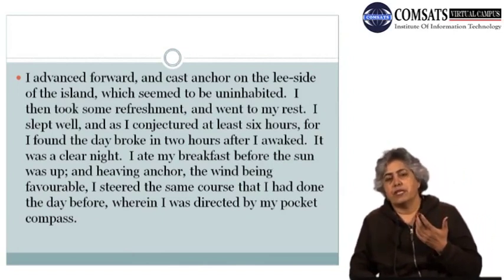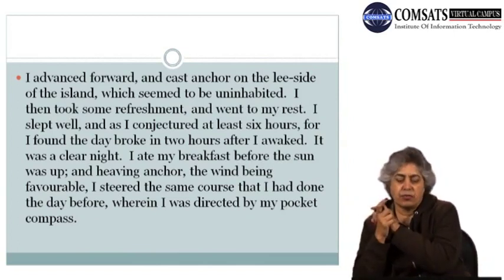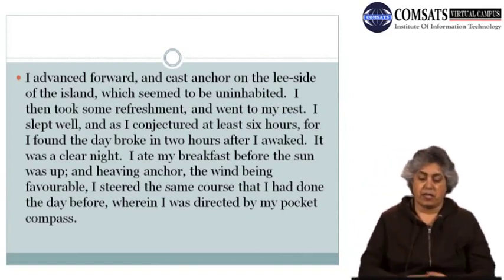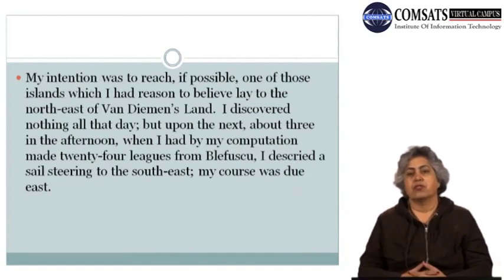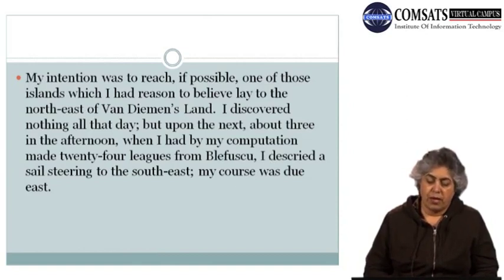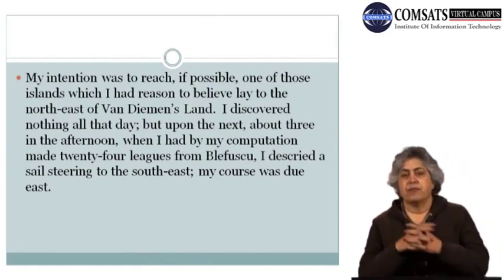And when he saw the wind was in his favor, was in the direction in which he wanted to go, he decided that he would go as fast as possible. And then he also had a pocket compass, so he could steer according to that. My intention was to reach, if possible, one of these islands, which I had reason to believe lay to the northwest of Van Diemen's Land.